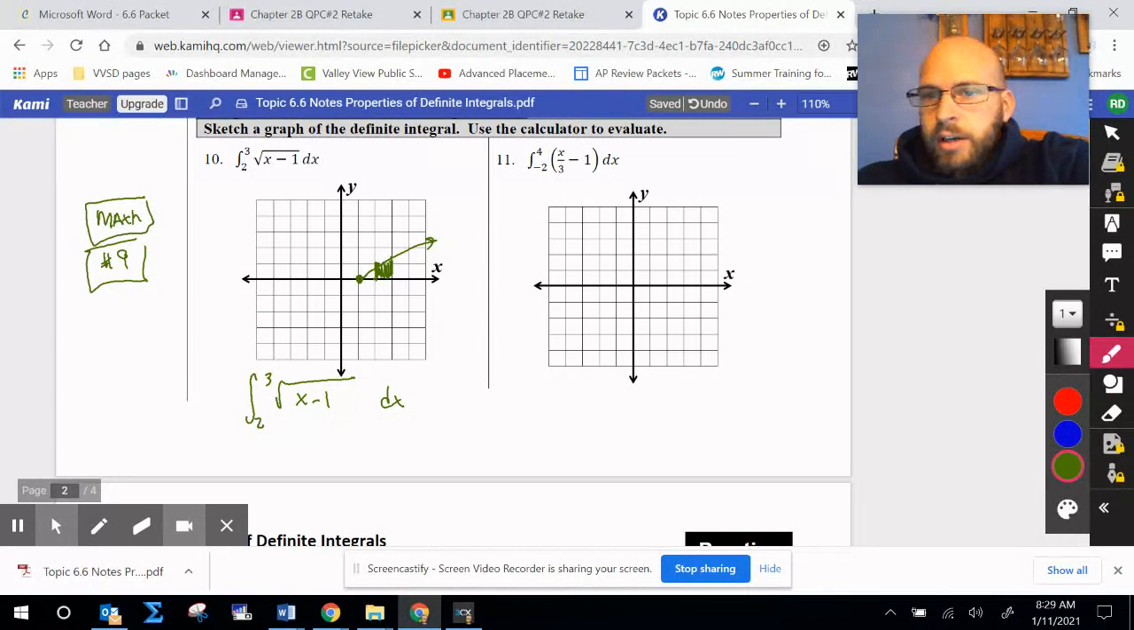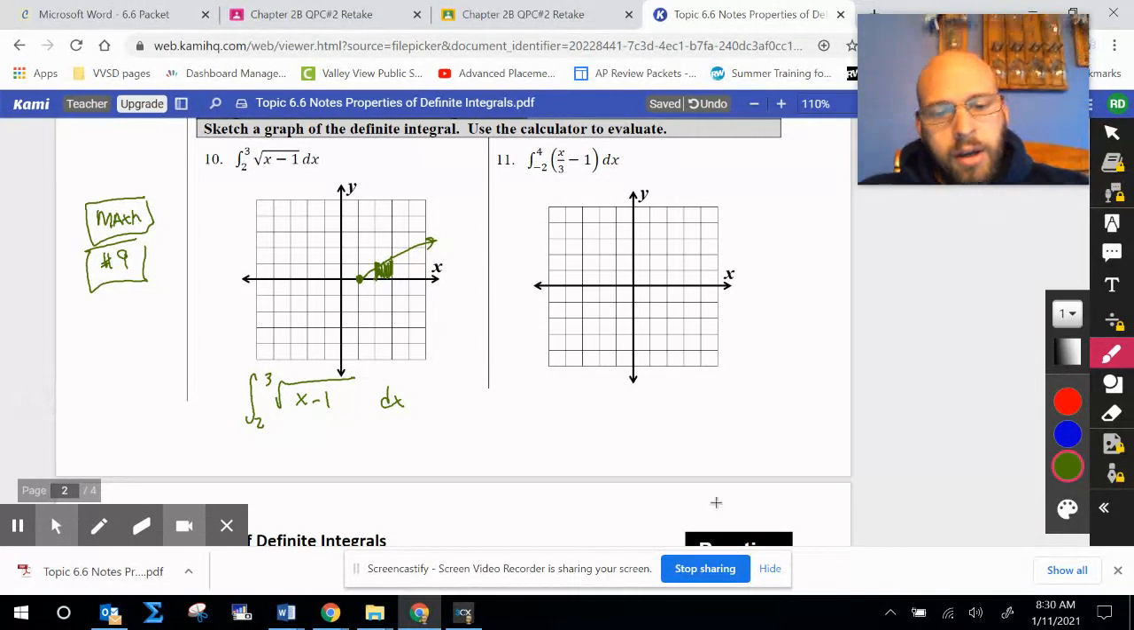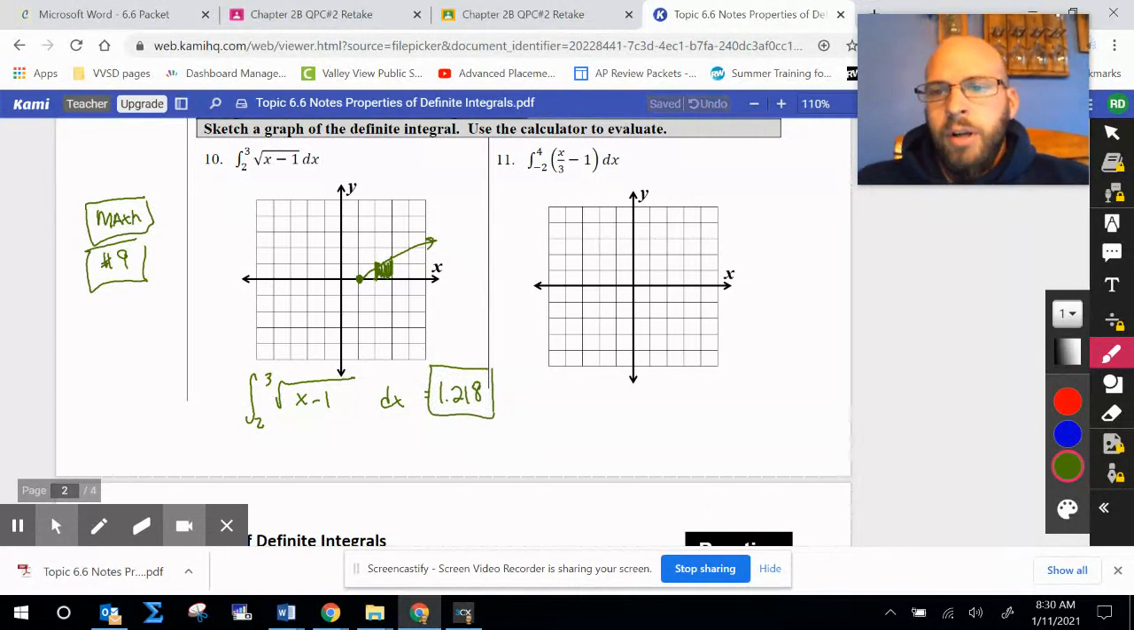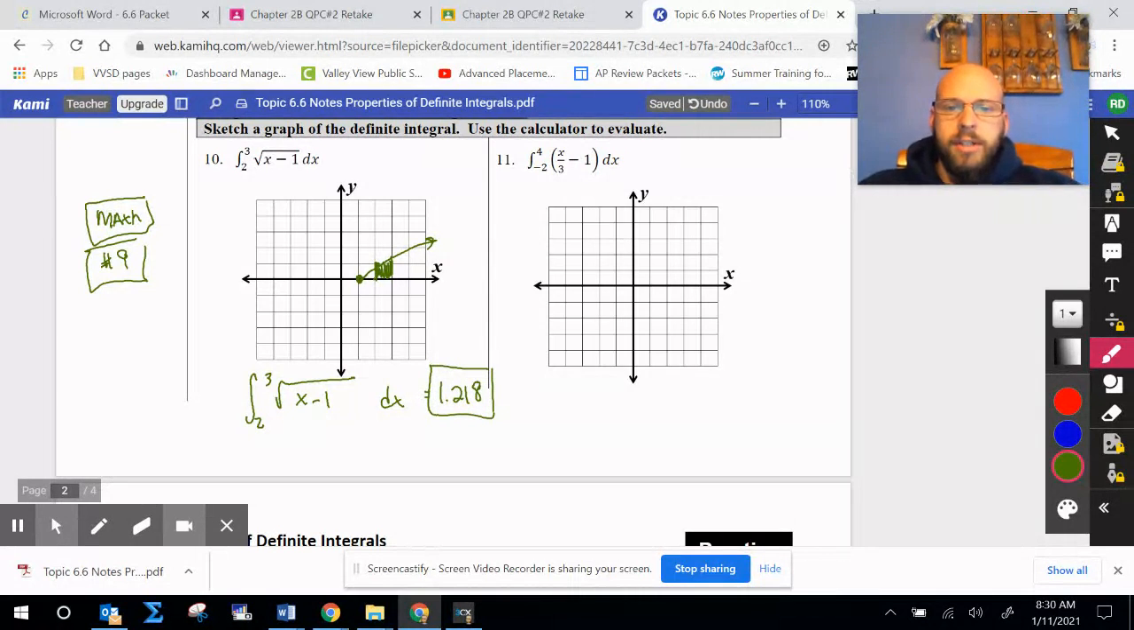I'm going to do it on the calculator beside me here. So from 2 to 3 of the square root of x minus 1 dx, and that gives me an area of 1.218. I'm just going to terminate. I'm not going to round up or down. Okay, I'm just going to terminate that decimal. Now I can do the same thing.